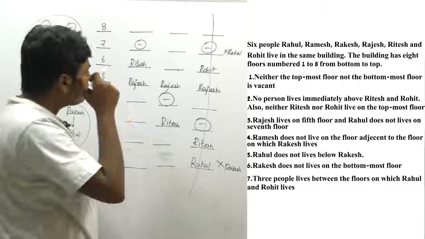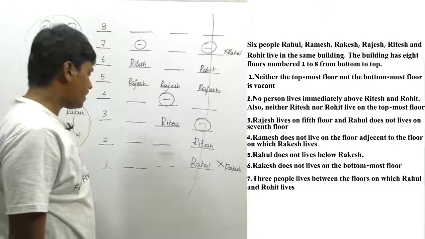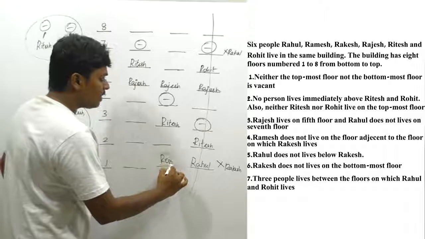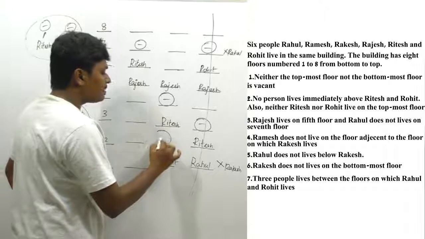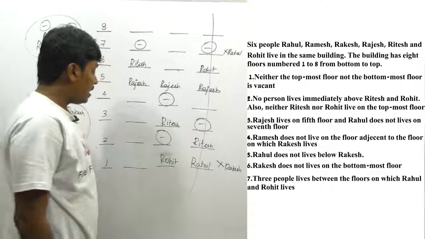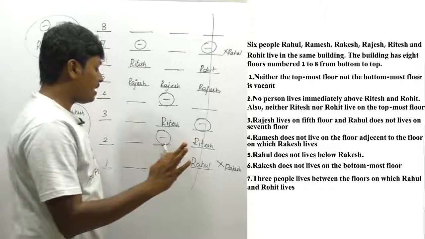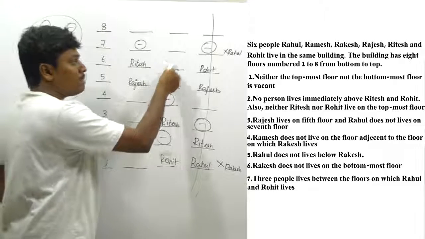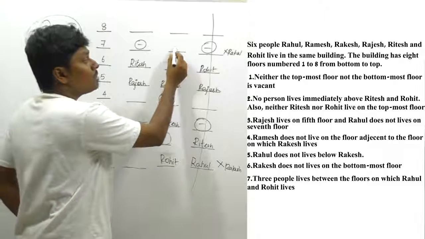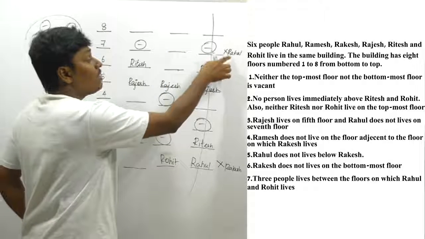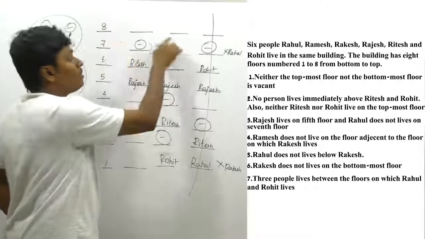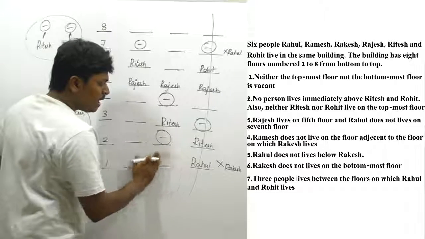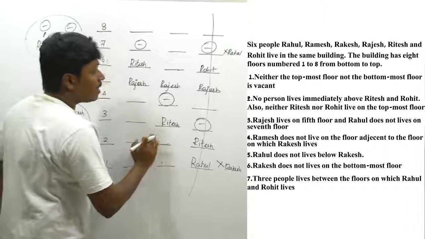So friends, let me move on to this second condition. If I fix Rohit here, friends, listen carefully. If I fix Rohit here and make this a vacant portion, between Rohit and Rahul there should be 3 people living, right? So if I fix Rohit here, 1, 2, 3 people are living, so Rahul should come here. If Rahul comes here, they have already told you that Rahul should not be on the 7th floor. So I can clearly say that this condition is eliminated. And let me do one thing, friends. Let me fix Rahul here.